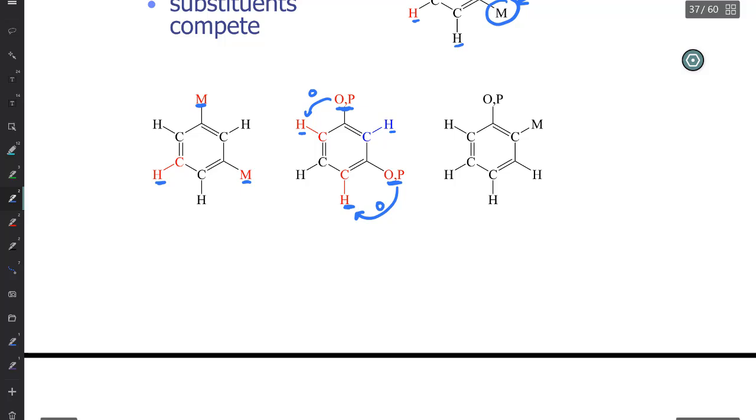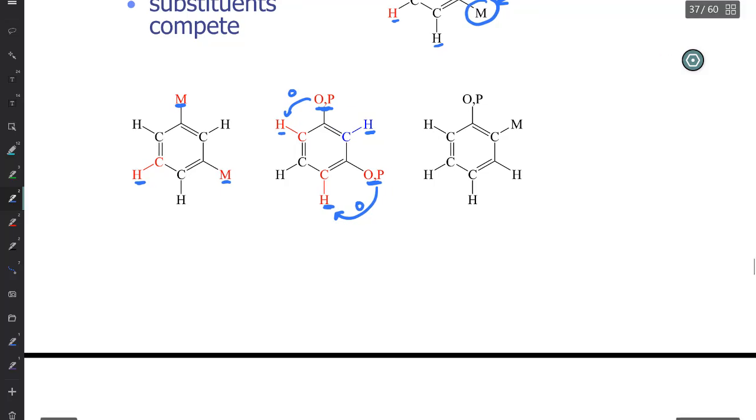Now, notice this is ortho to both of them, and if the substituents aren't large, that's generally where the substitution will be. But because there's a lot of steric crowding in the space between the ortho para directors, oftentimes it'll be outside of that carbon.